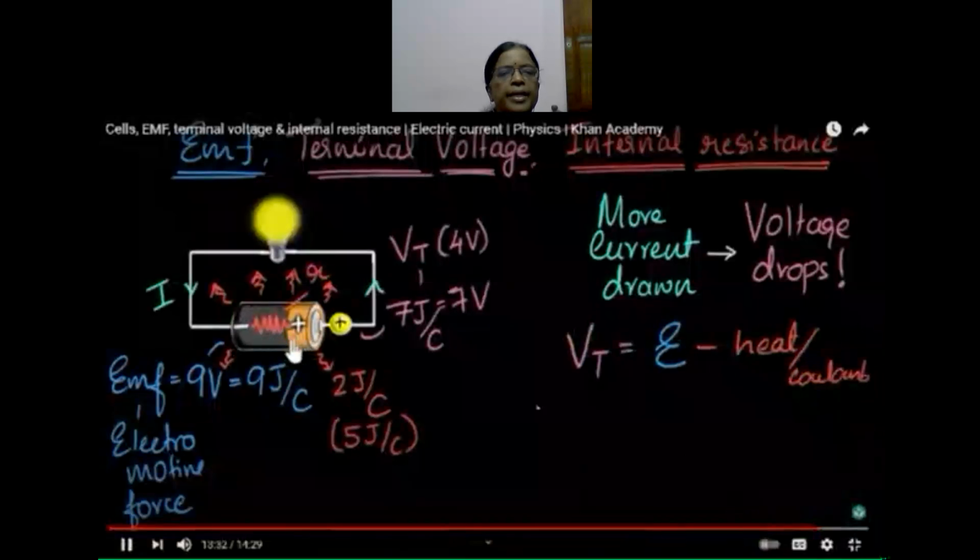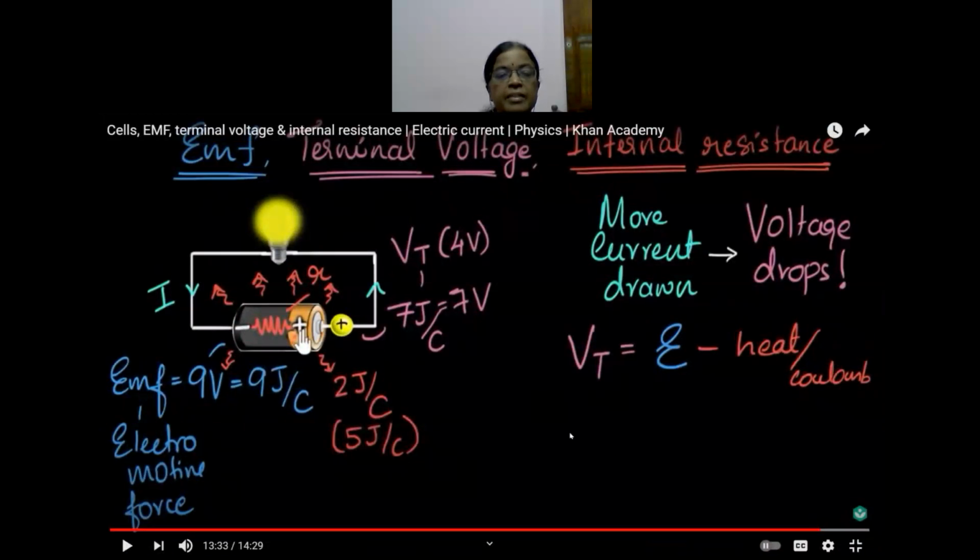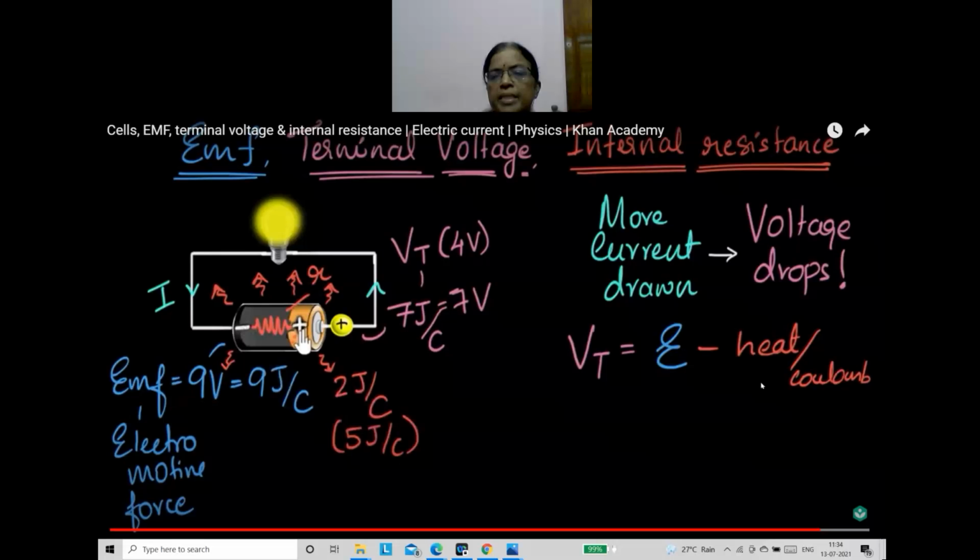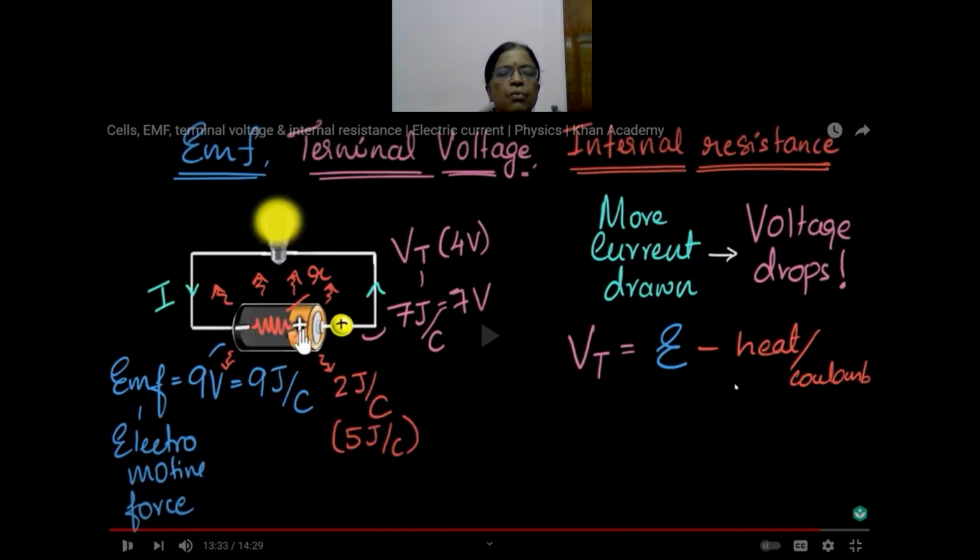Voltage across the resistor, okay, we can derive the relation now. Terminal voltage Vt is equal to E minus the heat energy produced per coulomb. See, the internal resistance is shown here, and heat is released. Because of that, the voltage is reduced. So we got the relation now. Whenever current goes through the resistor, we say there is a voltage drop.